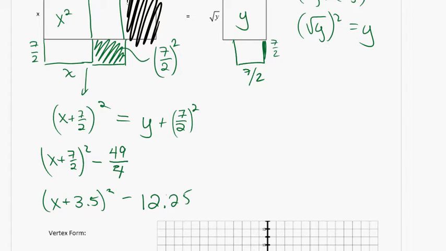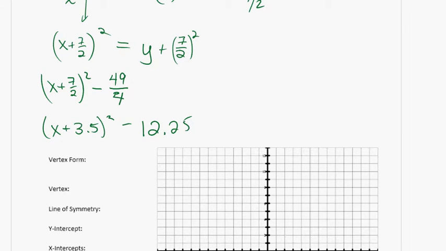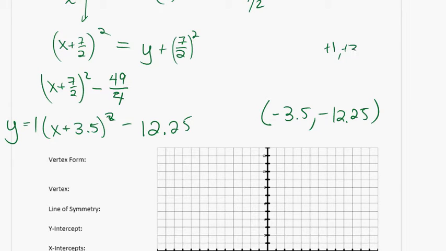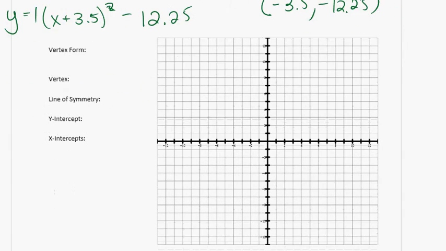12.25. So now remember, this is in vertex form, which means I know my vertex is at negative 3.5, comma, negative 12.25. And I know this is y equals, right, because the y was there. And I know my a value is 1, so my jump pattern is plus 1, plus 3, plus 5, plus 7. So I can graph this.